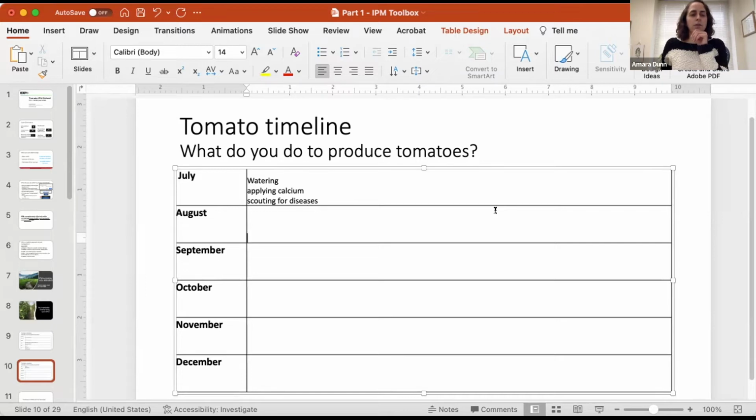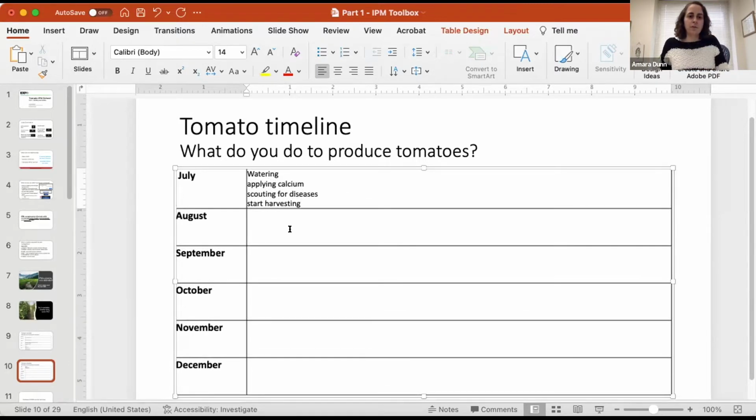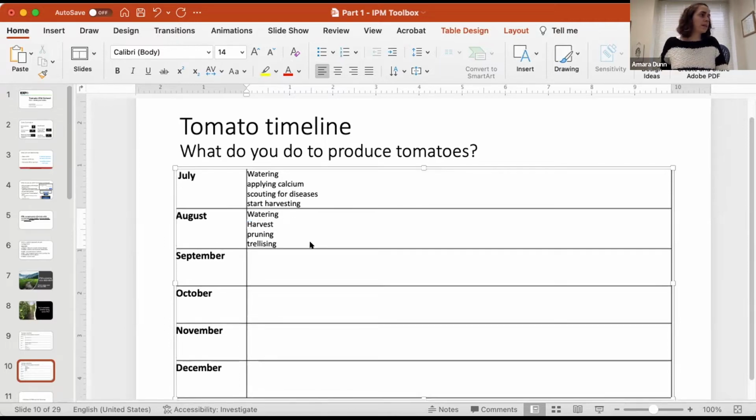When do you all start harvesting? I'm sure this will be different depending on where you're growing. I'm going to assume there's some harvesting going on in August. Also some pruning and trellising. Perhaps some watering happening in a lot of these months, depending on what the weather's like. I'm going to add pest management, whether you're spraying for weeds or diseases or insects. There's probably some pest management here also.